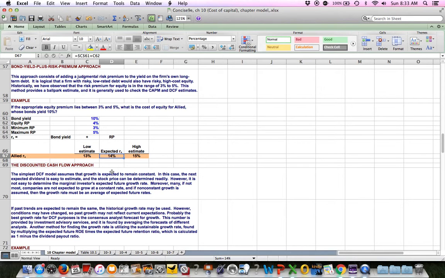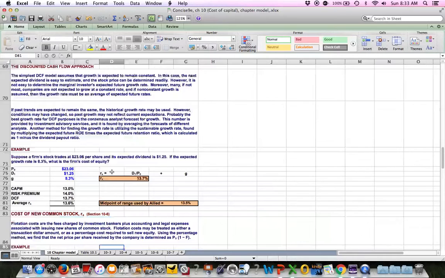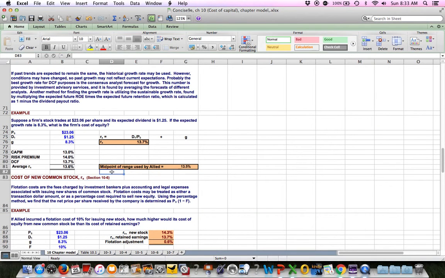Discounted cash flow, DCF, or dividend cash flow. I like to think of it as dividend cash flow when we're looking at dividends, but when we're not looking at dividends, we can call it discounted cash flow. Suppose the firm's stock trades at 23.06. Its expected dividend is 1.25. Expected growth is 8.3. What is the cost of equity? So 23.06, 1.25, and 8.3.